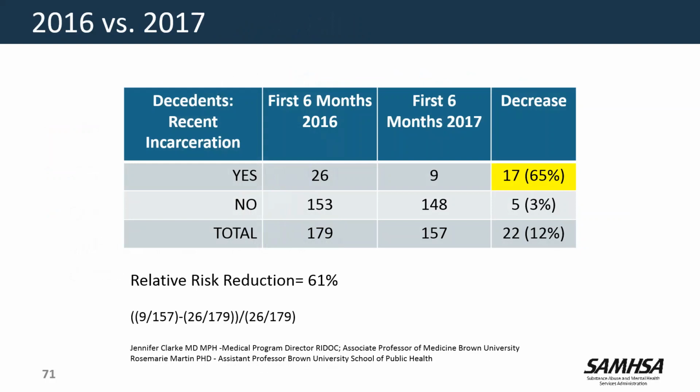And this is the outcome. What is most important is what is in the yellow box. If you look at the relative risk reduction, 61% decrease in mortality in this population. 61% in an 18-month period of observation.